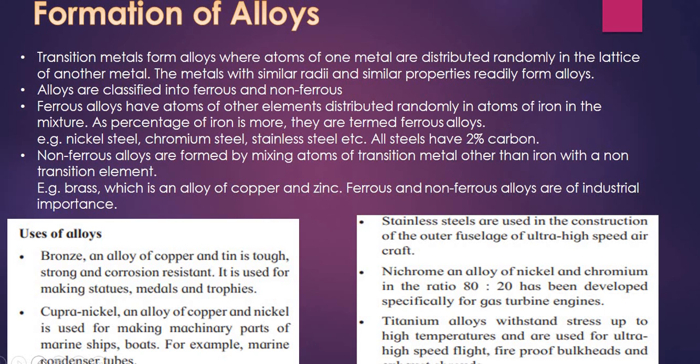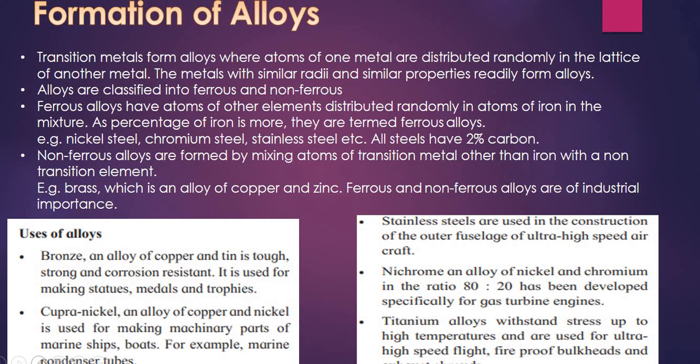What are the uses of alloys? Bronze is an alloy of copper and tin. It is tough, it is strong, it is corrosion resistant. It is used to make medals, trophies, and statues also. Another alloy is cupronickel. It is an alloy of copper and nickel. It is used to make machinery parts, marine ships, and boats.